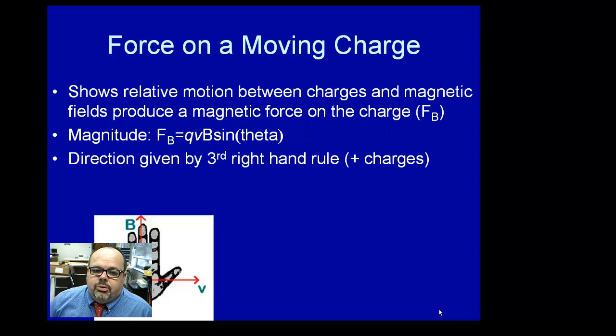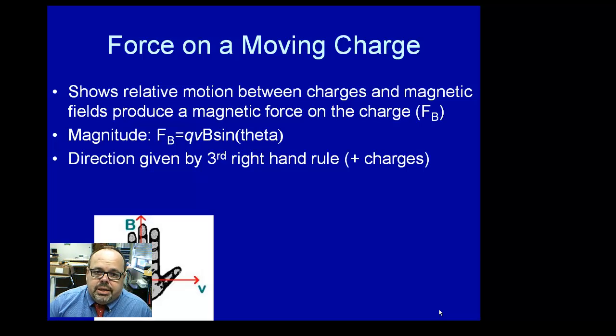Now let's talk about force on a moving charge. The relative motion between charges and magnetic fields produces a magnetic force on the charge. The magnitude F_B, the force of the magnetic field, is equal to Q times V times B times sine of theta. Q is the amount of charge you have moving. Could be one electron, could be any number of coulombs. Velocity is the speed at which it's moving. The faster it moves, the stronger it would be.